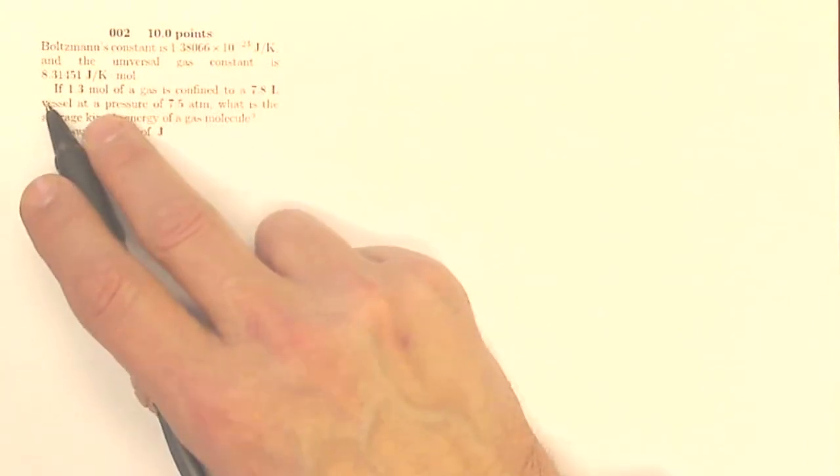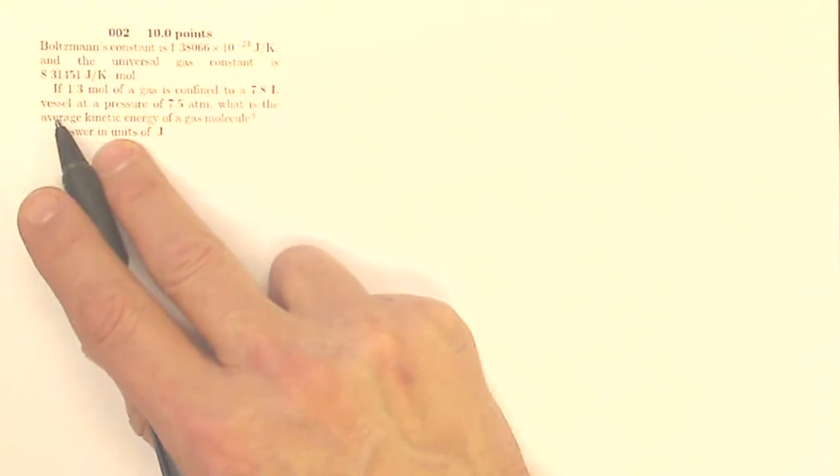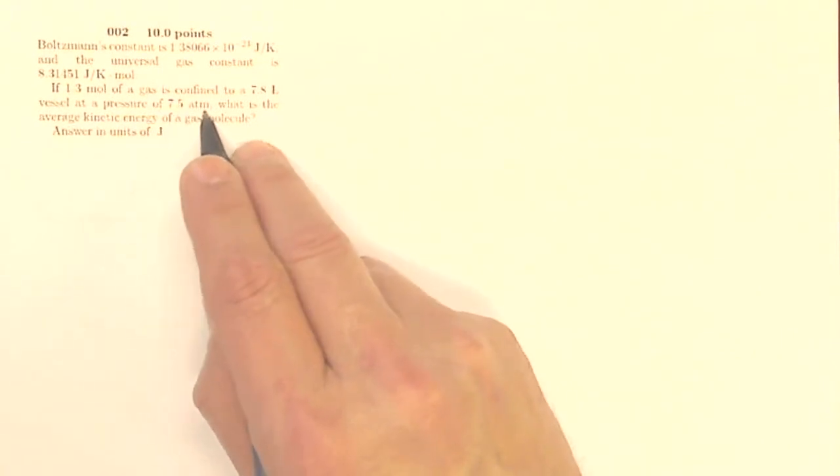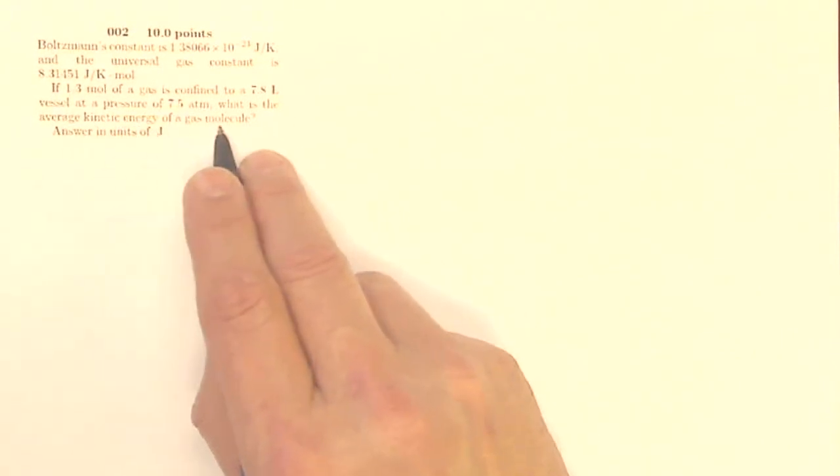It gives you the Boltzmann constant and the universal gas constant, so that's kB and that's R. It says if 1.3 moles of a gas is confined to a 7.8 liter vessel at a pressure of 7.5 atmospheres, what is the average kinetic energy of a gas molecule? Answer in units of joules.